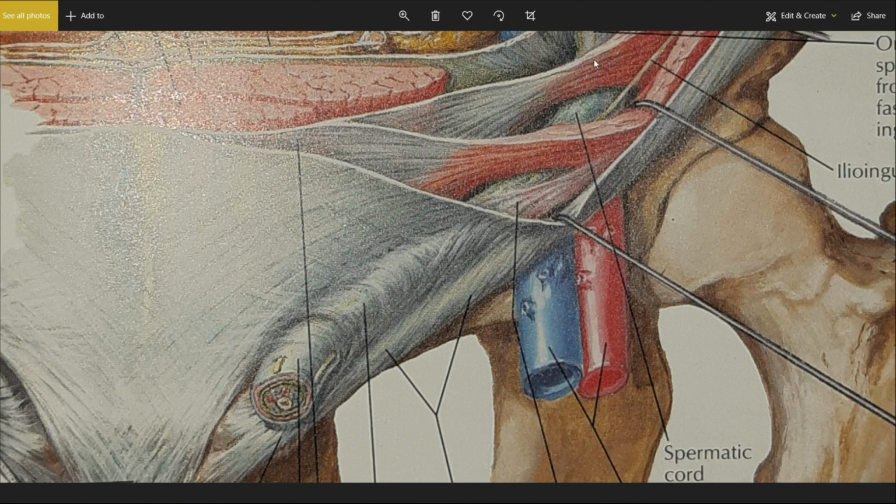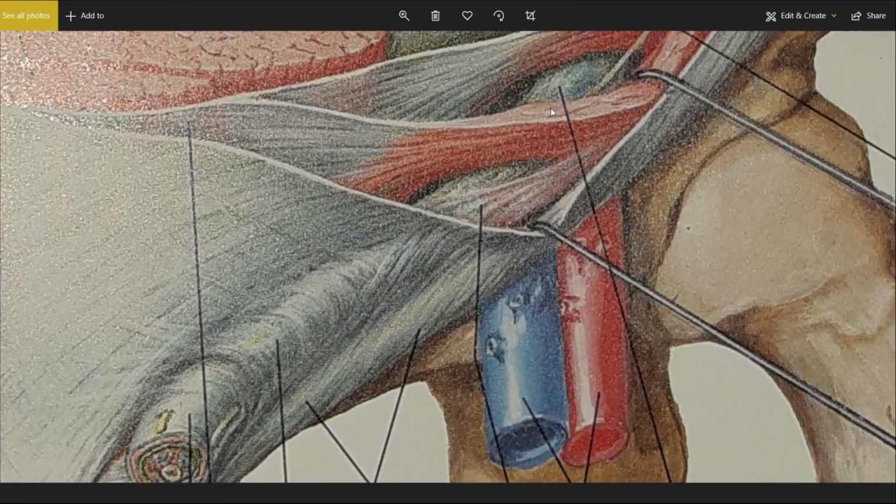So it is passing through here. So this must be the inguinal canal, right? See how the internal oblique fibers are arching upwards above the inguinal canal, and they are present anterior to the inguinal canal. Now, see, the inguinal canal is passing posteriorly. But in the lateral part of the inguinal canal, this part of the internal oblique is anterior to the inguinal canal.